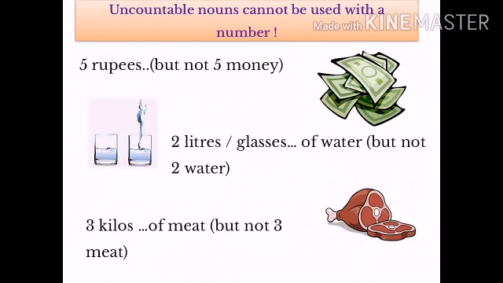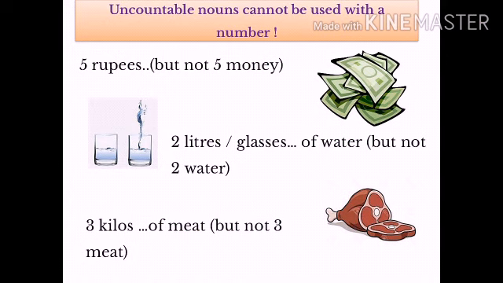I'll explain it using examples. In the case of money, what is the unit of money? The Indian unit is rupees. I have 5 rupees with me. But you don't say I have 5 money with me. Do you? Now, what about water? Do you say I drank 2 water? No, right? But instead you say I drank 2 liters of water or 2 glasses of water.